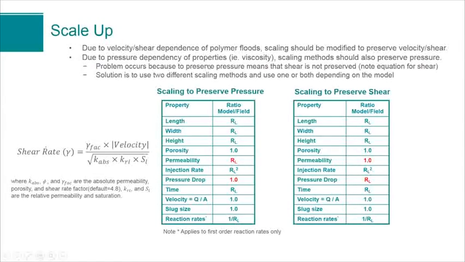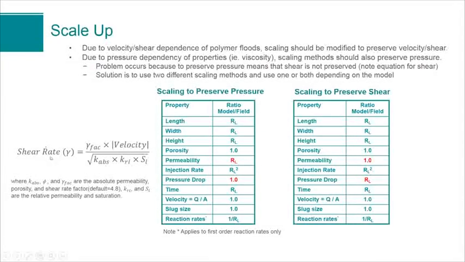The problem is that in our models, depending on what our model is, we may have pressure dependence of some properties, and it's typically viscosity. If you're using STARS, you may have multiple viscosity tables at different pressures, so you could have pressure dependence built in there. If you're using GEM, then there will be a pressure dependence of your viscosity there. So like I said, it's a bit of a dilemma. So if we preserve pressure, then that means that shear is not preserved.